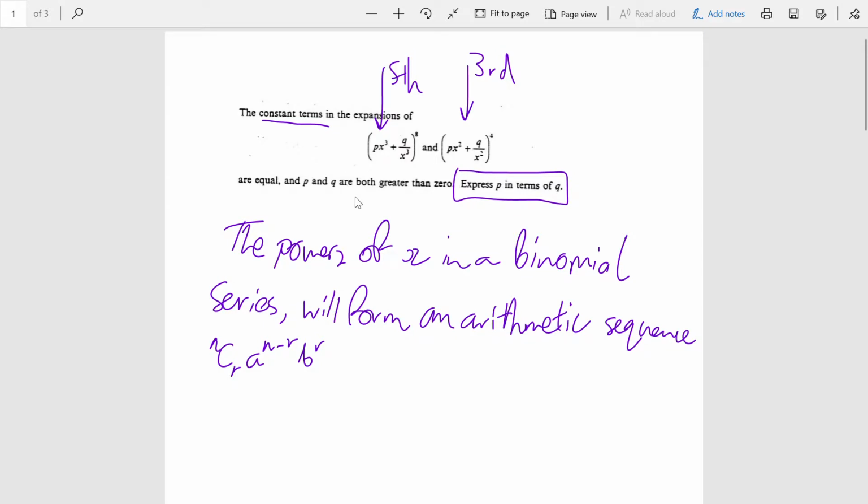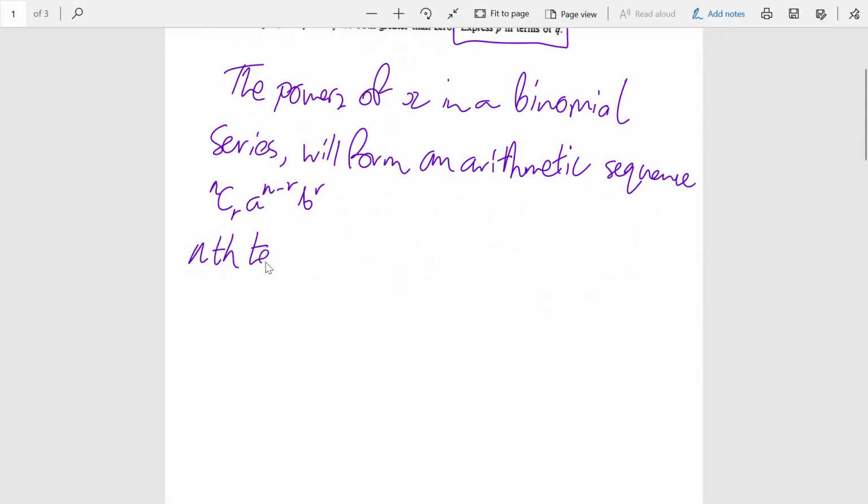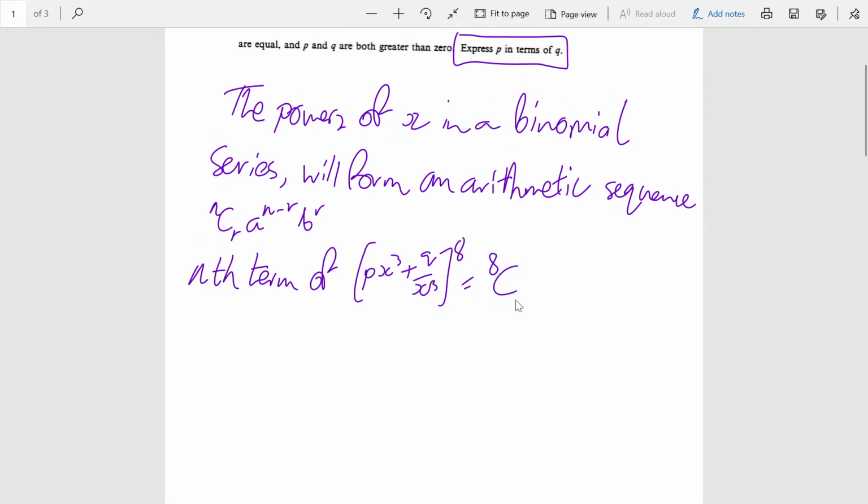So for example, for the first expansion, the nth term would be 8 choose n, and then a in this case is px^3 to the power of 8 minus n, and then qx^(-3), because it's over x^3, to the power of n. And what you want to do to make this useful is put all the real numbers on one side, and then it would be multiplied by x to the power of some linear expression, some an plus b.